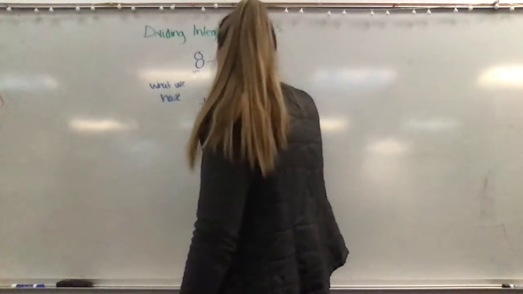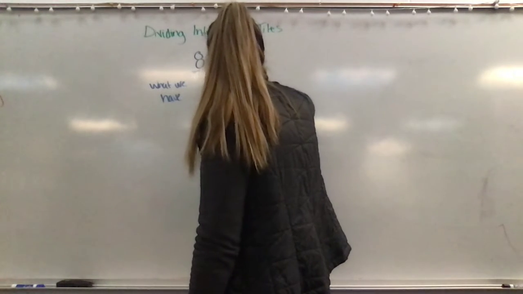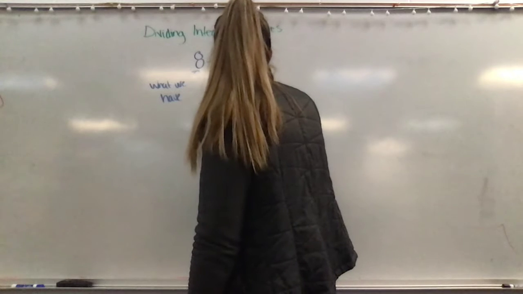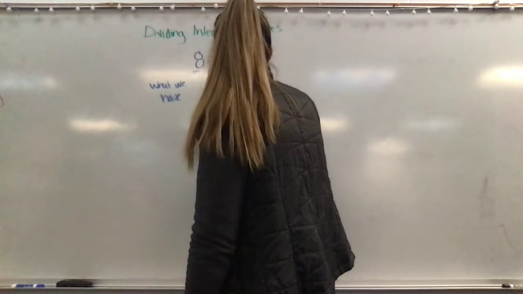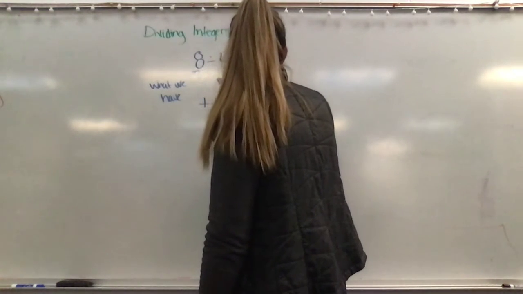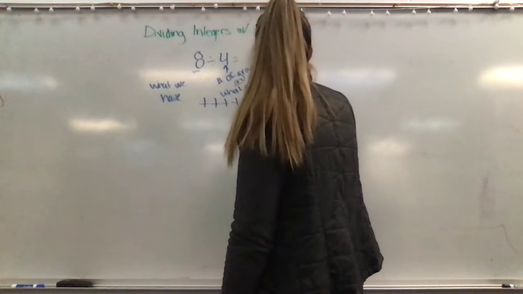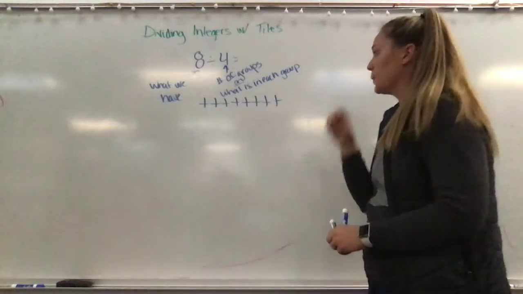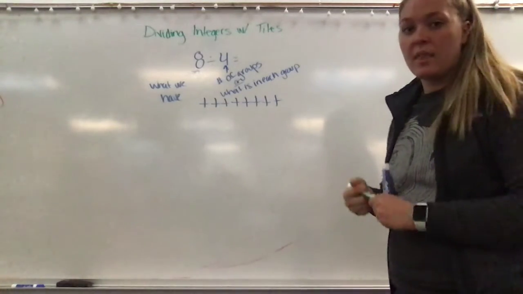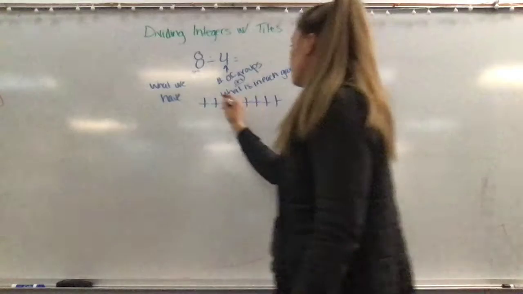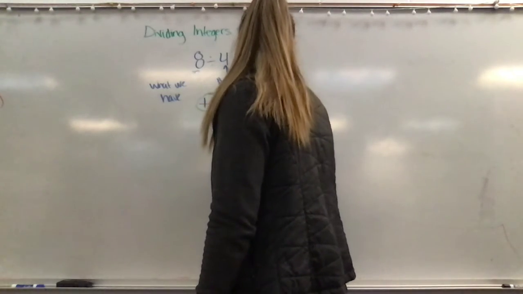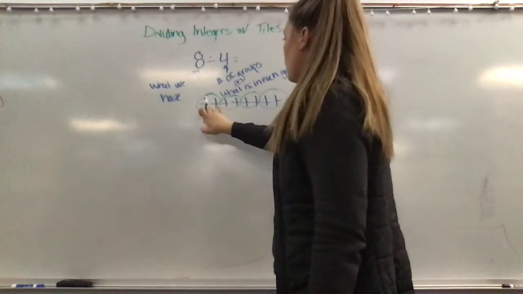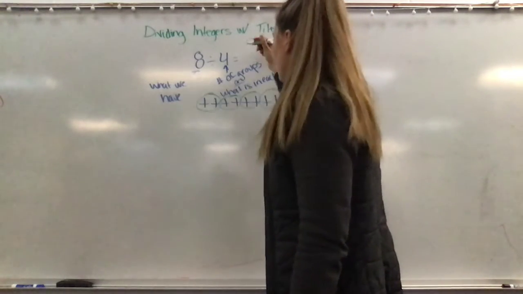Okay? So number of groups or what is in each group. So let's do the first one, number of groups. If I need 4 groups, then 2 is going to go in each group. So here's 1 group, 2 group, 3 groups, 4 groups. And then what's in each group is 2.